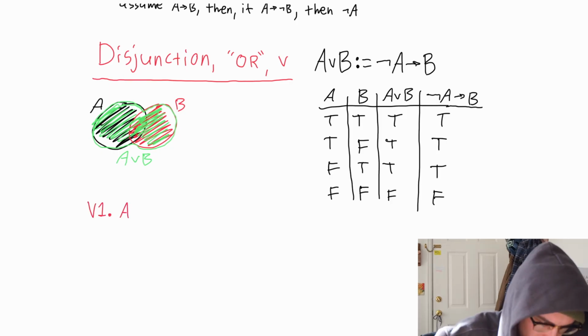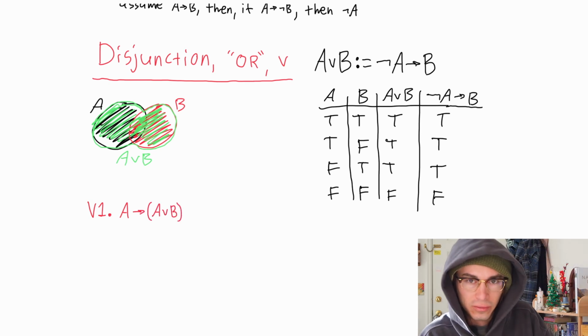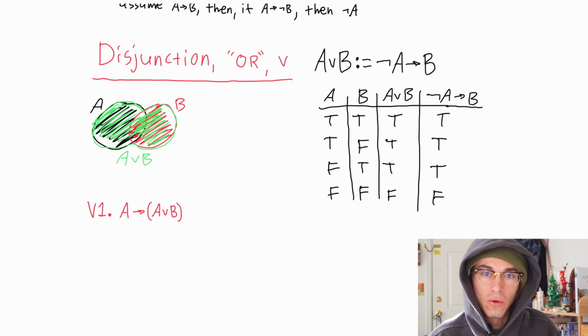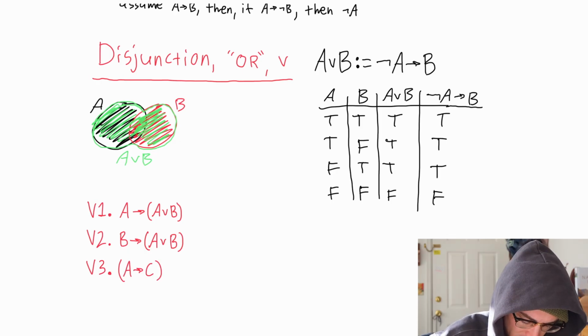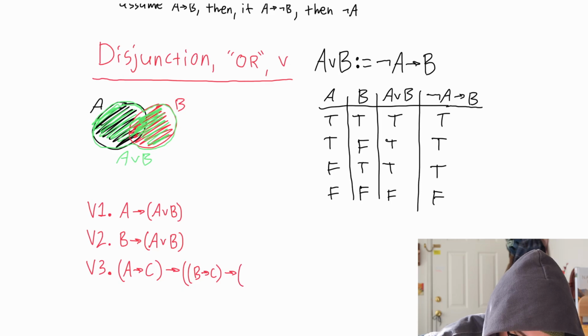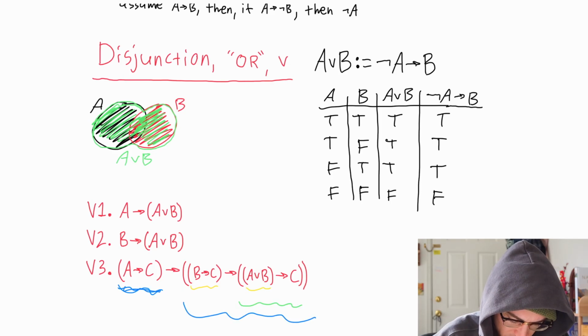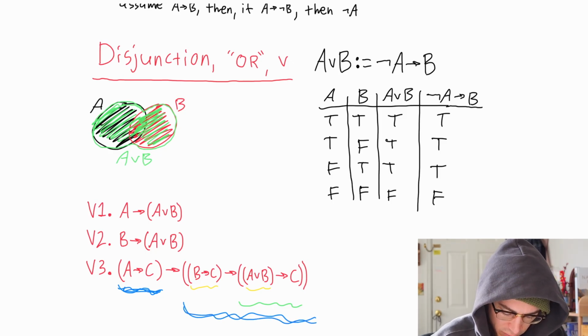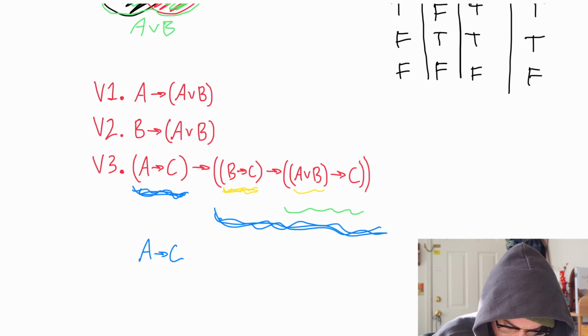The first one is A implies A or B. So if A is true, then we can safely say that A or B is true, regardless of what B is. And the other one, B implies A or B. The third one, if A implies C, then if B implies C, then A or B implies C. So if we assume that A implies C, then we know that this must be true. So what is this? This says that if B implies C, then this must be true.